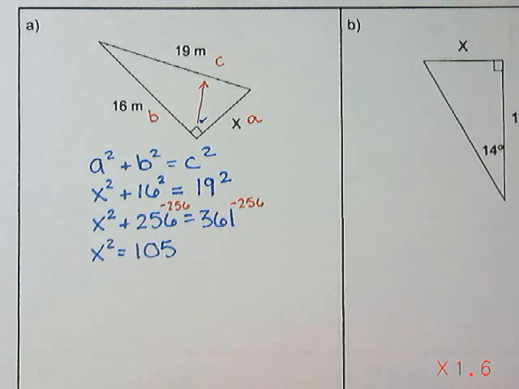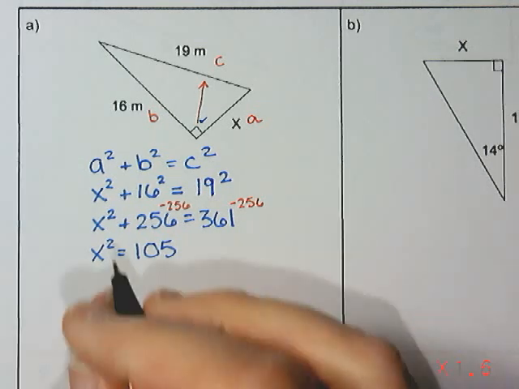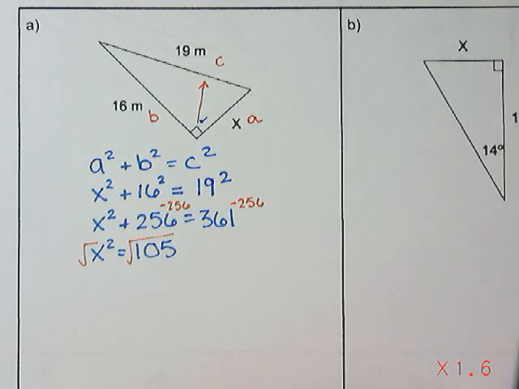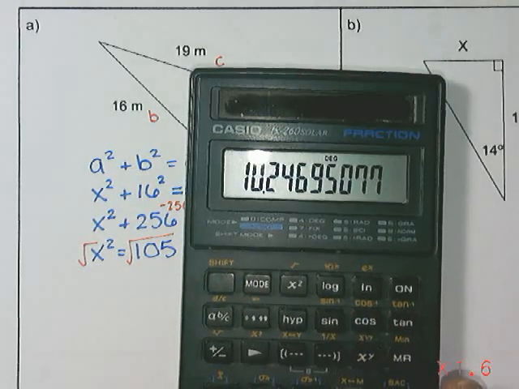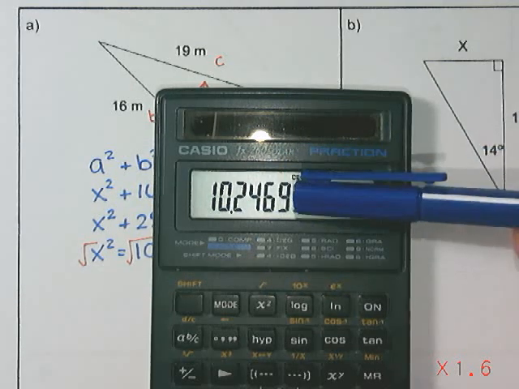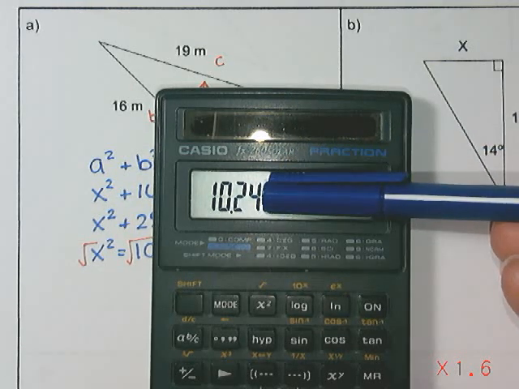And then our last step to eliminate the square is to do the opposite, which is a square root. So the square root of 105 is 10.24. The question asked me to round to 2 decimal places, but I am going to just peek at that next number.